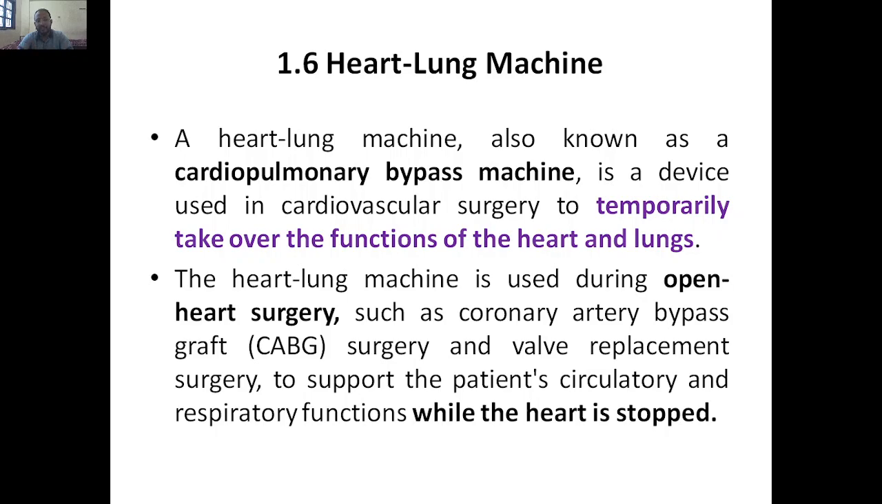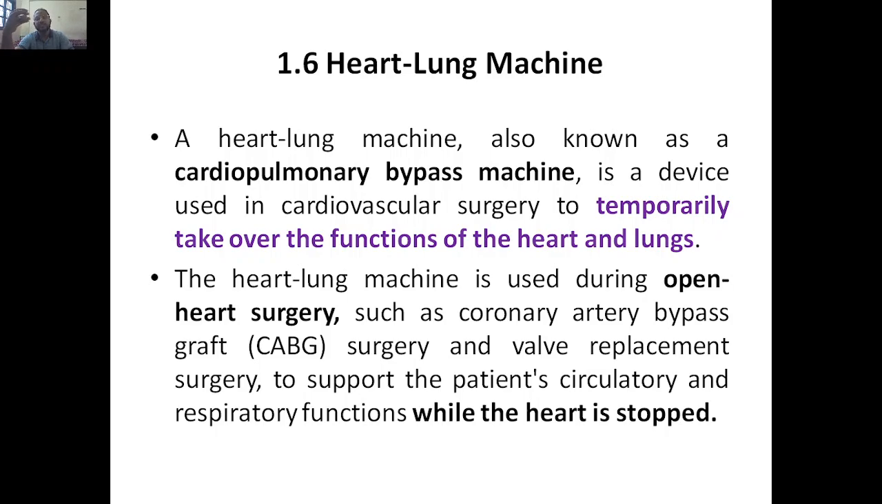We have CABG, that is nothing but coronary artery bypass graft, and then we have valve replacement surgery. That means wherever the blood vessels are there, those will act as the heart valves. So if they have any damage or deformation, or if they are blocked, during that time valve replacement will be there. So during those valve replacement surgeries also we will be using this particular machine, the heart lung machine.